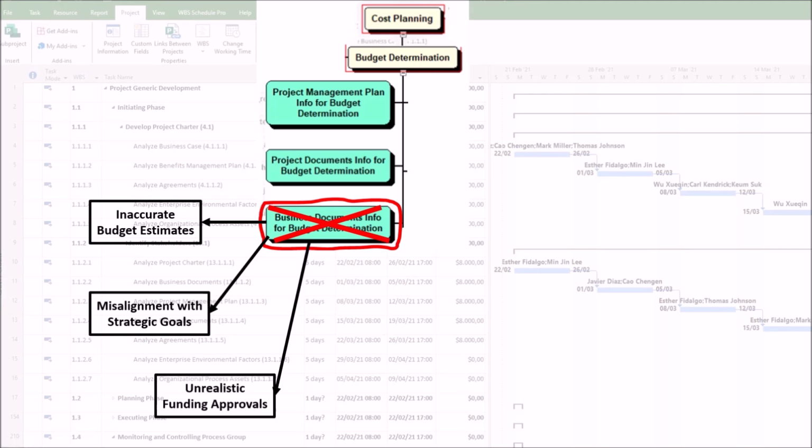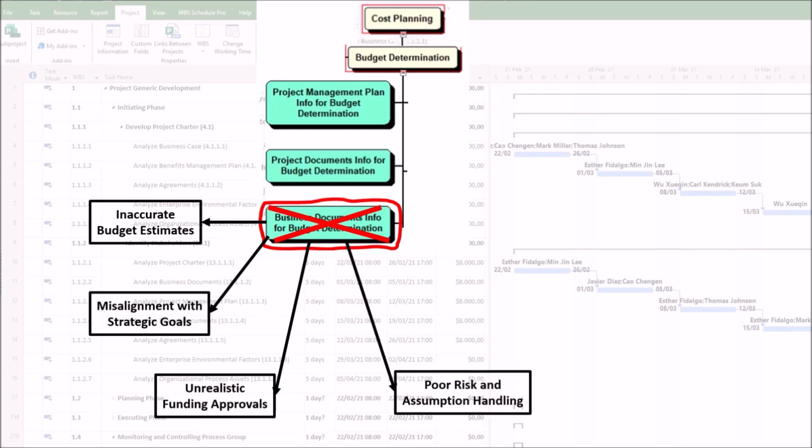3. Unrealistic funding approvals. If the project charter lacks clear financial guarantees, sponsors may approve unfeasible budgets. This can result in the project starting with insufficient funds, requiring disruptive baseline resets later. For example, a project charter that omits key assumptions, such as inflation rates, leads to budget overruns.